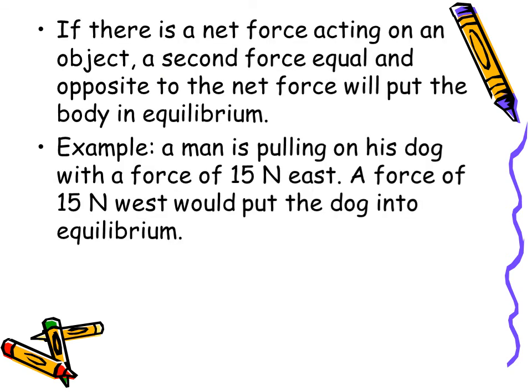Finally, if there is a net force acting on an object, an additional force equal and opposite to the net force could put the object into equilibrium. For example, if a man is pulling on his dog with a net force of 15 newtons east, an additional force of 15 newtons west would put the dog back into equilibrium. So the additional force that puts an object back into equilibrium is called the equilibrant, and it just balances the forces, putting the object back into equilibrium.